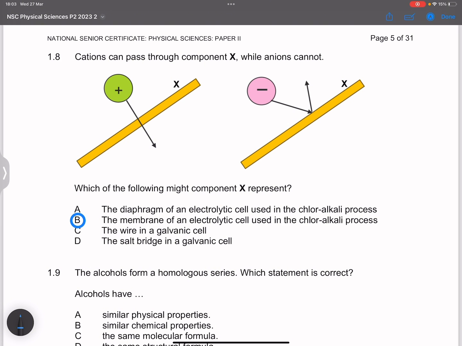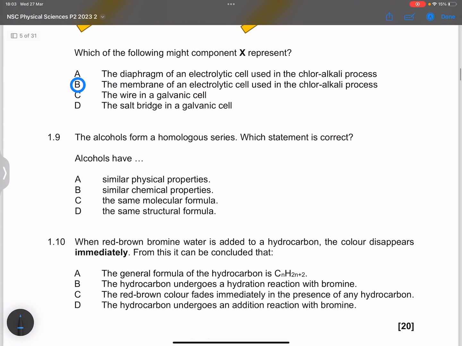Okay, so the almost last one, they say the alcohols form a homologous series. Which statement is correct? Alcohols have similar physical properties. That's not true. Some can be gaseous and some can be liquid, right? The next one, they say similar chemical properties. That is absolutely true. This is what makes a homologous series, right? Because they've got the same functional group, and through that functional group, they share similar chemical properties.